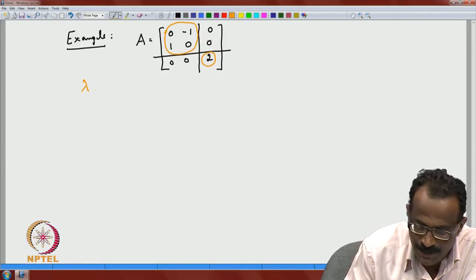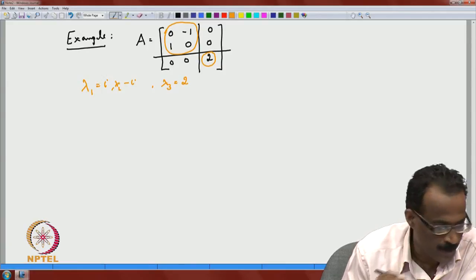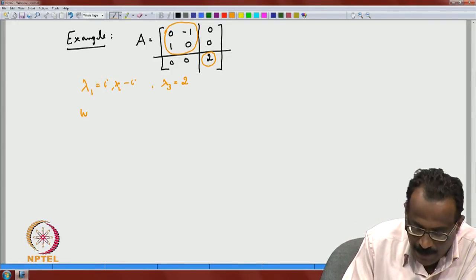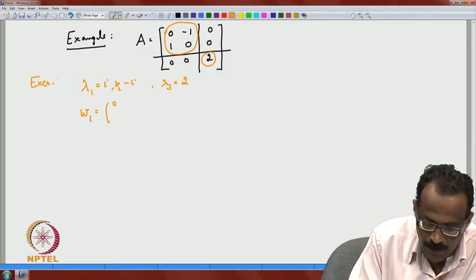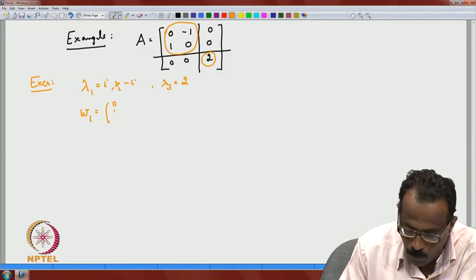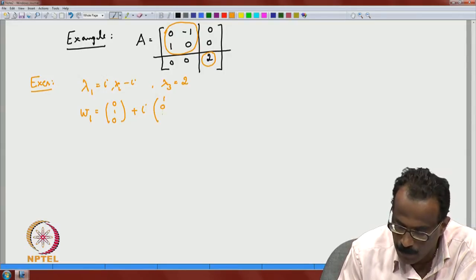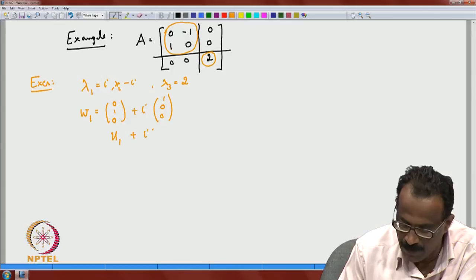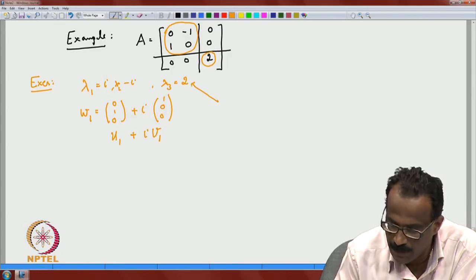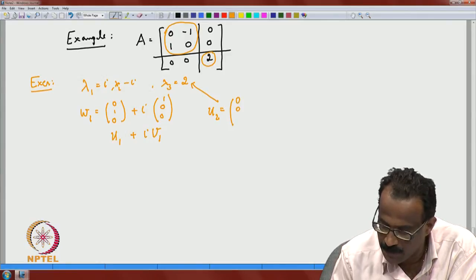So, what are your eigenvalues? You have the eigenvalues i and minus i, and lambda 3 is equal to 2. You can also see the eigenvectors, which is an exercise for you. Corresponding to i you have 0, 1, 0 plus i times 1, 0, 0, which we call U1 plus iV1. Corresponding to the real eigenvalue you have another vector U2, the only eigenvector, 0, 0, 1.